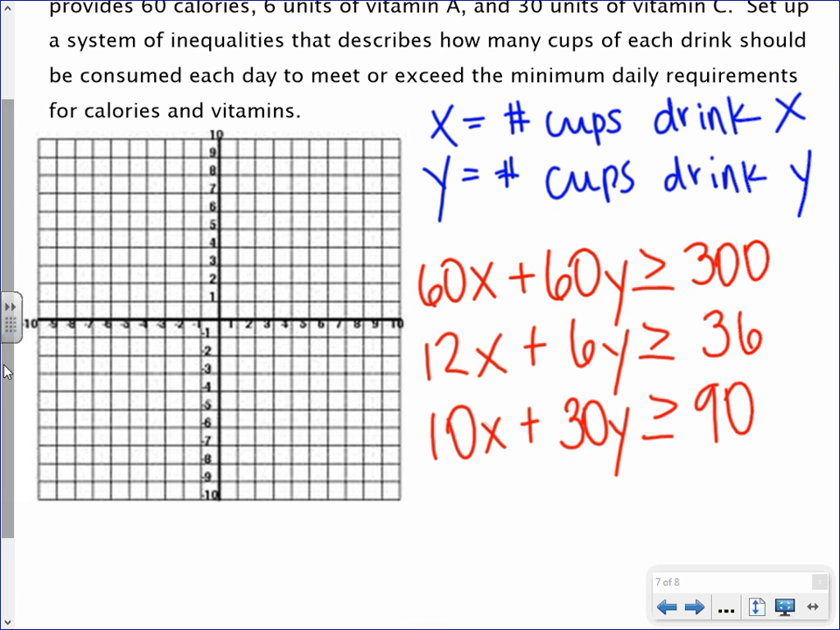We actually have two more inequalities that we need to write. And this is something that we assume and that seems very logical to us, but we still have to write it down. Can we have a negative number of drinks? We cannot. And so we need to still put that X is greater than or equal to 0 and Y is greater than or equal to 0.